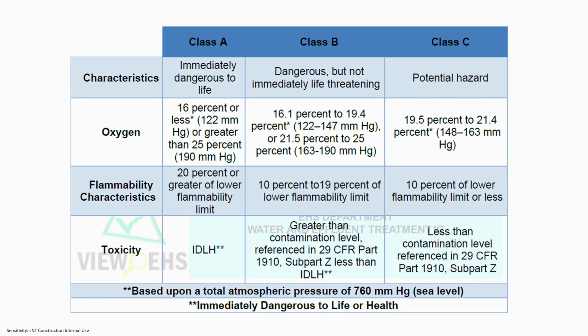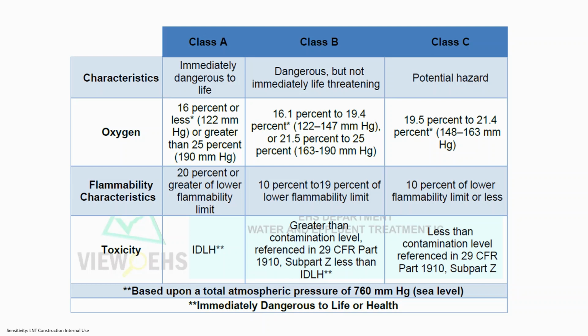So, while talking about class A, it is the most dangerous, or we can say the most hazardous condition of confined space. It is very deadly in nature. More contaminants are there, more toxicity is there. So these are the things involved in a class A confined space. What are the characteristics?